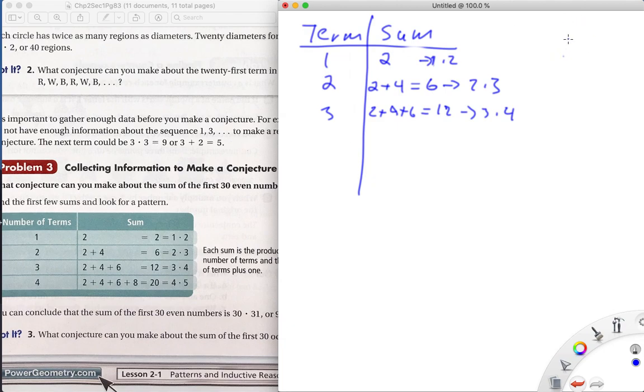So we have on the left hand side, look at the multiplication, right? Just looking at the pattern, we have 1, 2, 3, 4. If we look at the right hand side of multiplication, we have 2, 3, 4, 5. So it looks like the right hand side is one more than the left hand side. So if we look at the fourth term, this is 2 plus 4 plus 6 plus 8. That's going to be 20. So that's 4 times 5.